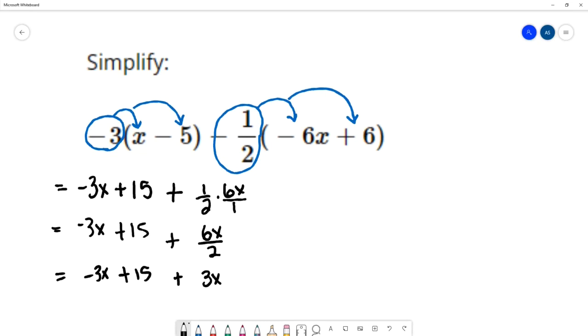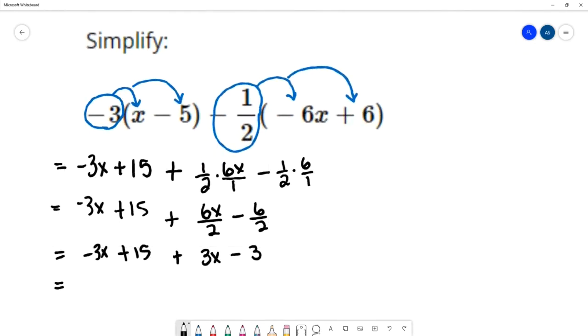We also need to distribute the negative 1/2 to the second term. Negative 1/2 times positive 6. That will be a minus. Negative times a positive is a negative. And that's 1/2 times 6, which we'll treat as 6 over 1. When we multiply fractions, we multiply numerator times numerator, denominator times denominator, so that's minus 6 over 2. And 6 over 2 is 3.